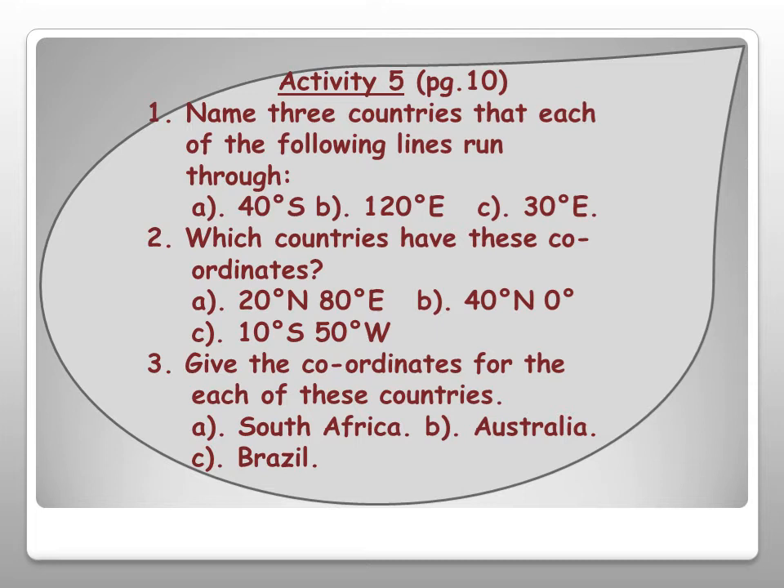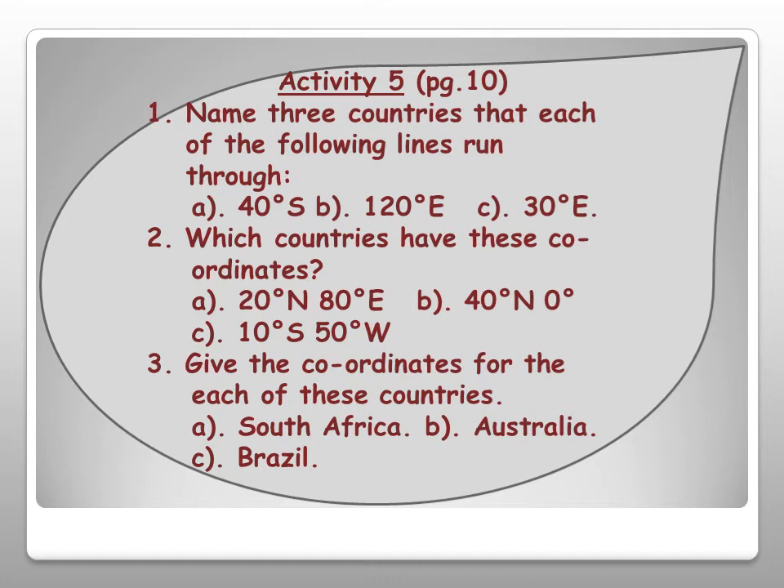Okay, question 1. Name 3 countries that each of the following lines run through. A, 40 degrees south. B, 120 degrees east. C, 30 degrees east. Question 2. Which countries have these coordinates? A, 20 degrees north, 80 degrees east. B, 40 degrees north and 0 degrees, which is the equator. C, 10 degrees south and 50 degrees west.